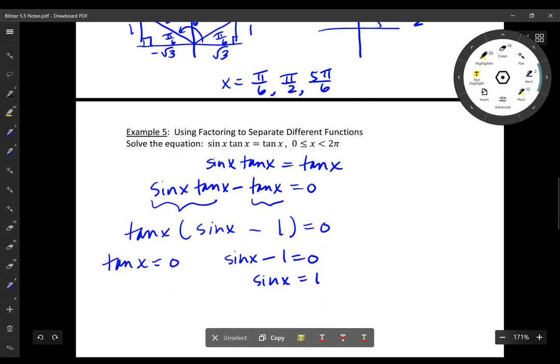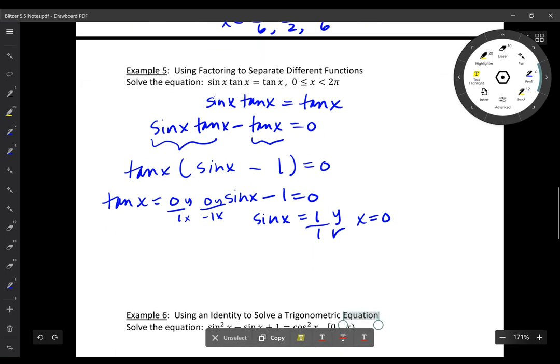So if my sine x equals 1, that means I've got a 1 over 1, my y and my r are 1, my x is 0. For tangent to be 0, remember tangent is y over x, so I would have a 0 y over a 1 x or a 0 y over a negative 1 x. So there's different ways of getting that. So let's think about where this would happen. And again, I don't have to add any multiples because if I'm looking on my entire unit circle, I'm taking care of the 0 to 2 pi.